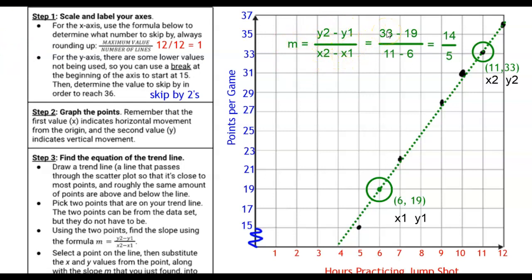I substituted in 33 and 19 for my y2 and y1, 11 and 6 as my x2 and x1, and then I simplified 14 divided by 5. And if I turn it into a decimal, it becomes 2.8. I'm turning it into a decimal here because it's going to be easier to work with algebraically. We're going to be substituting it into y equals mx plus b in a moment here.